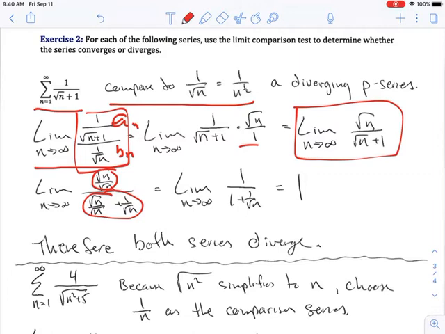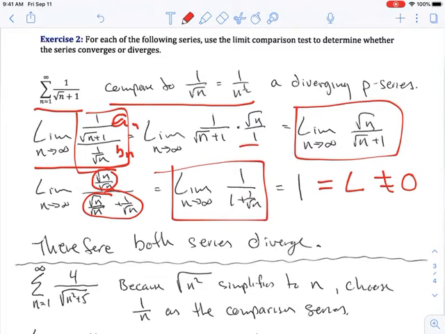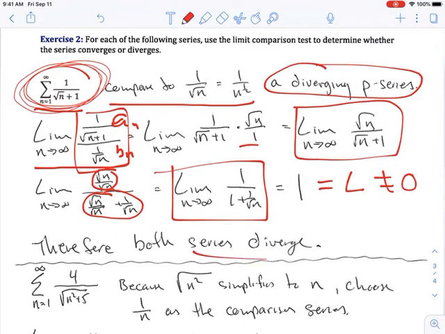When you do that, you end up with the limit of 1 over 1 plus 1 over the square root of n. When you take the limit as n approaches infinity, you end up with 1. So 1 is equal to L, which is not equal to 0, and therefore the limit exists, and the conclusion is either both series diverge or both series converge. Since we know we have a diverging p-series, that means our original series diverges.